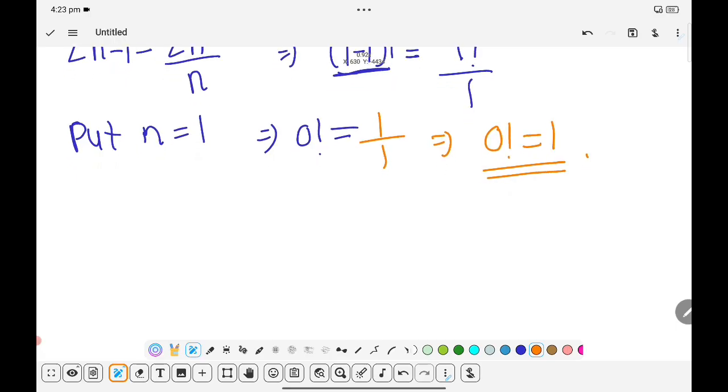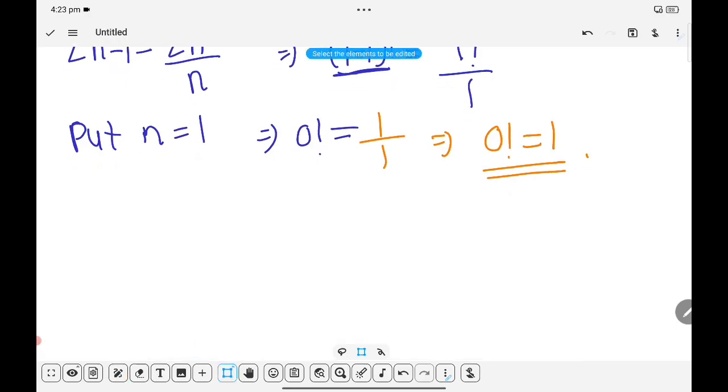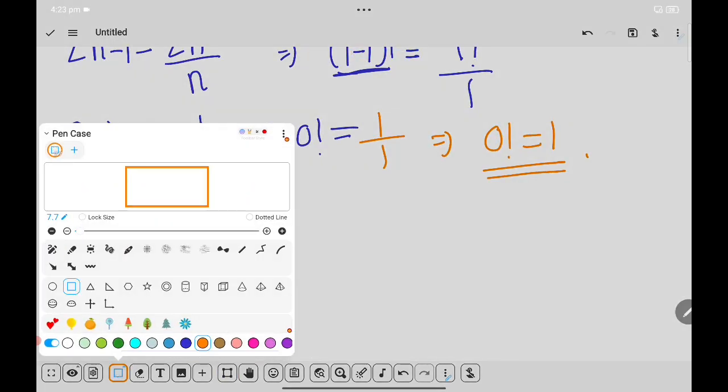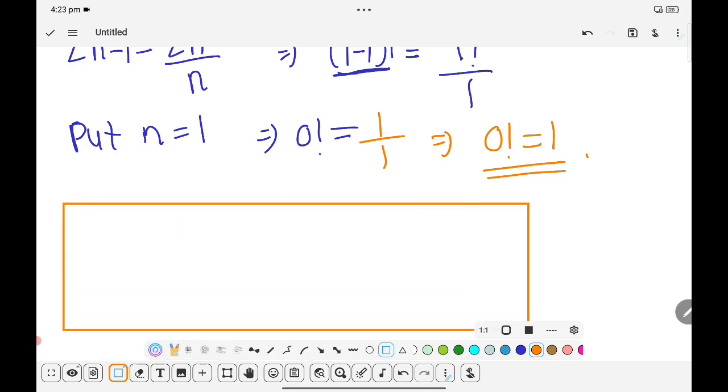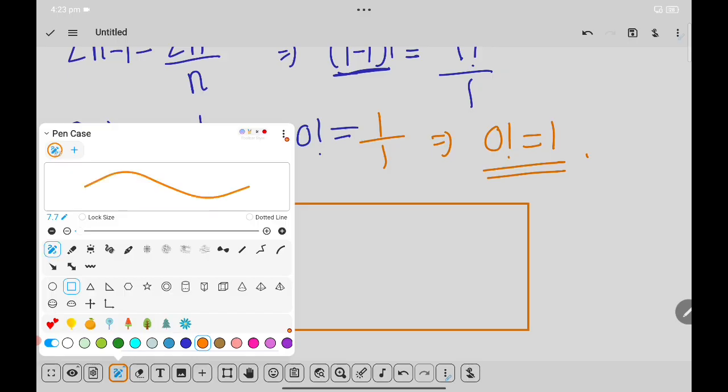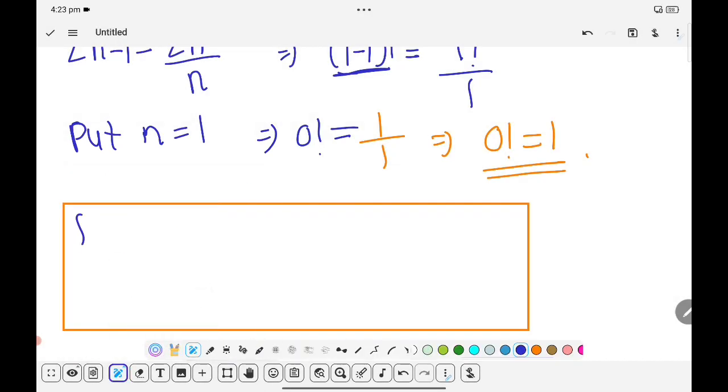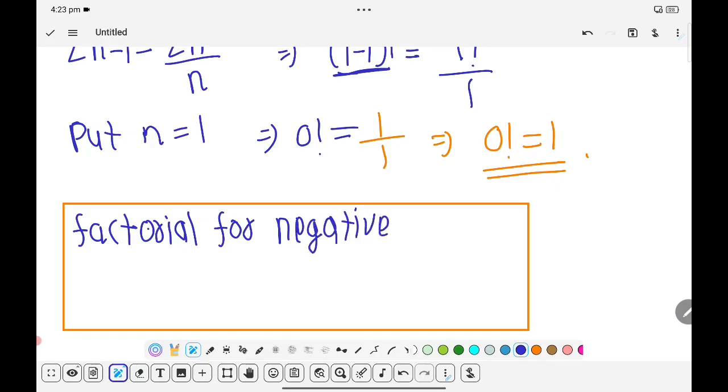So now here is one more important thing to note. Let me write it here for you. The thing is that factorial for a negative number does not exist. Factorial for a negative number does not exist.